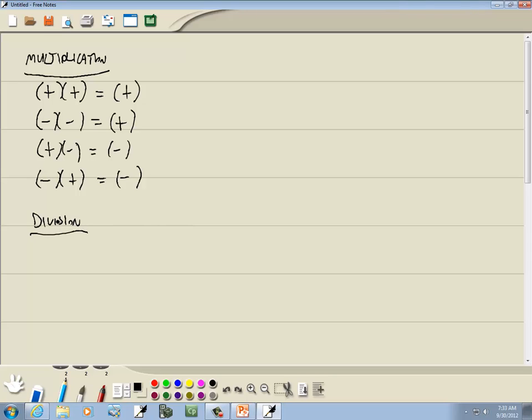Now for division, we're going to divide just like normal, but again our signs are what we're looking at. So if we have a positive divided by a positive, that's going to give us a positive. If we have a negative over a negative, that's going to give us a positive. If we have a positive over a negative, that's going to give us a negative. And if we have a negative over a positive, that's also going to give us a negative. Signs are the same, positive. Signs are different, it's negative.